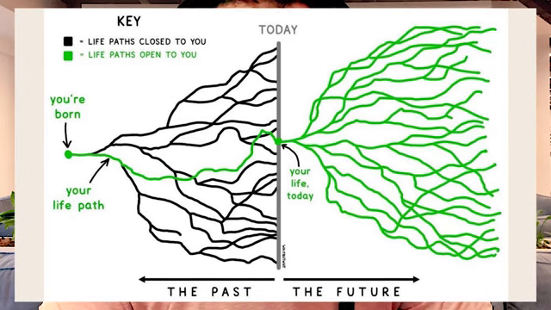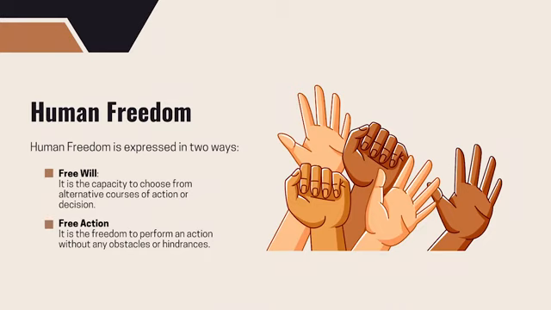So back to the topic, philosophers relate human freedom to the concept of human agency, which refers to the capacity of a person to act and exert control over his or her behavior. So human freedom is expressed in two ways: free will and free action. Free will is the capacity to choose from alternative courses of action or decisions. Okay, then free action is the freedom to perform an action without any obstacles or hindrances.